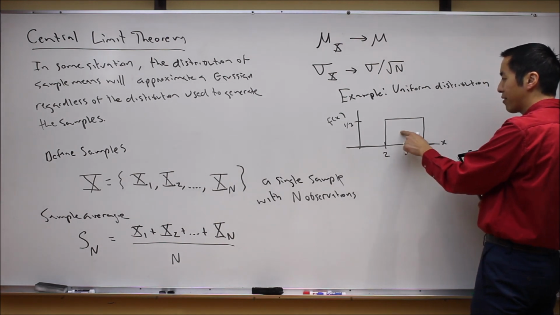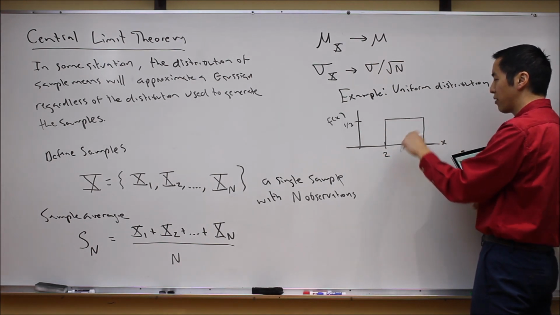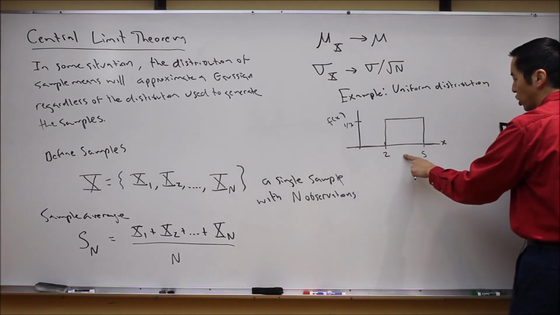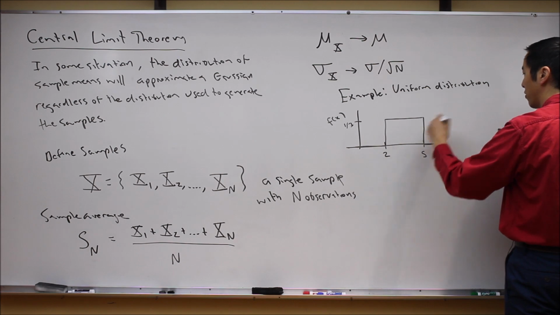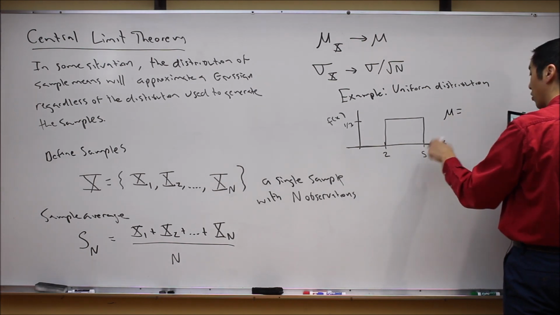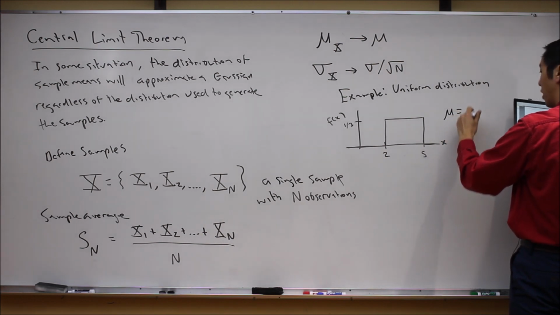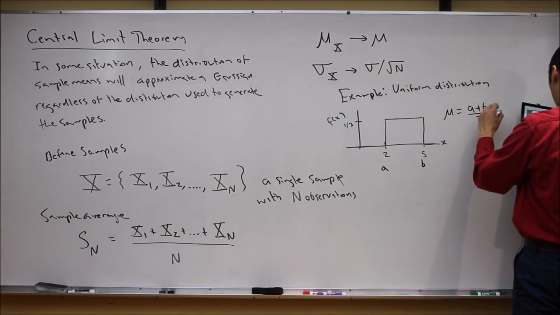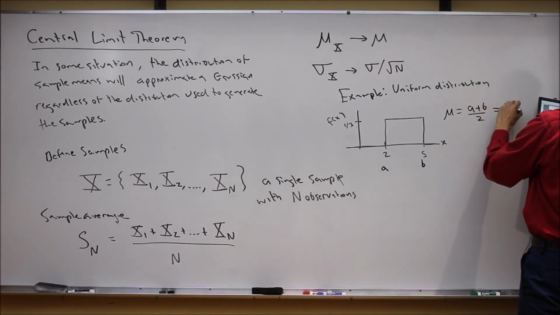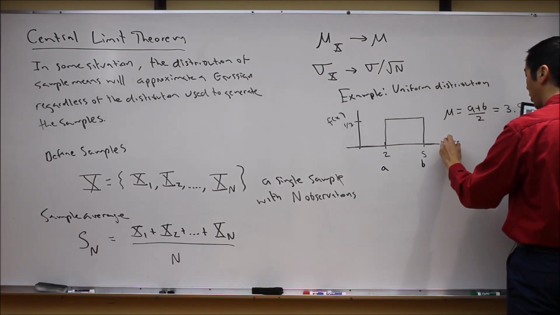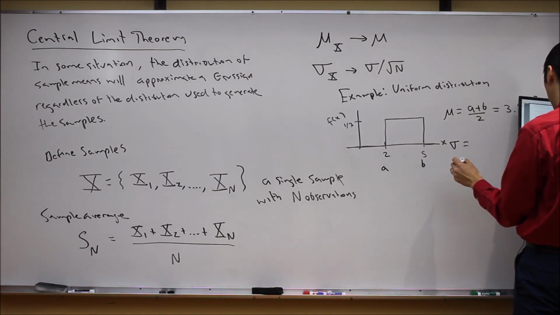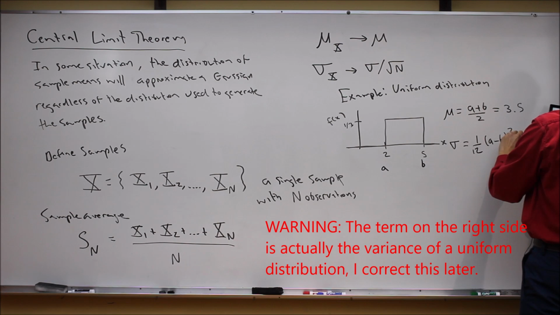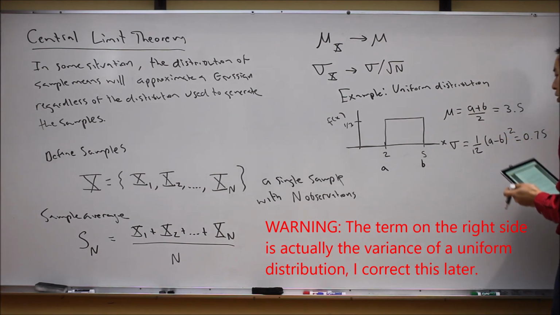This distribution does not look Gaussian, right? There's no bell shape to this. This is completely flat. What's interesting, though, is that from our previous discussion, we know that you can calculate the mean of this uniform distribution. If this bottom part is A and this top part is B, the mean is A plus B over 2. So in this case, the mean is 3.5. Furthermore, you can also calculate the standard deviation of this uniform distribution as, I think, the square root of 1/12 times (A minus B) squared. So in this case, it's 0.75, okay?